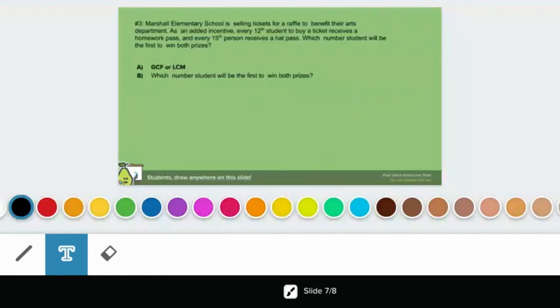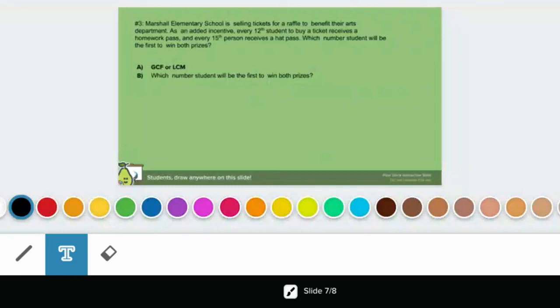Example, this is number 3 on your worksheet. So when you guys get to the point where you're working on your own, then this one is number 3 on that worksheet. It says, Marshall Elementary School is selling tickets for a raffle to benefit their arts department. As an added incentive, every 12th student to buy a ticket receives a homework pass, and every 15th person receives a hat pass. Which number student will be the first to win both prizes?